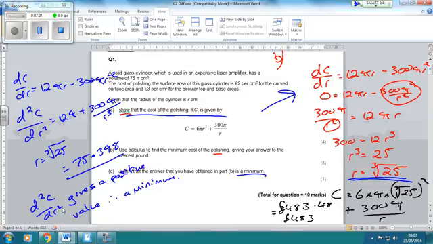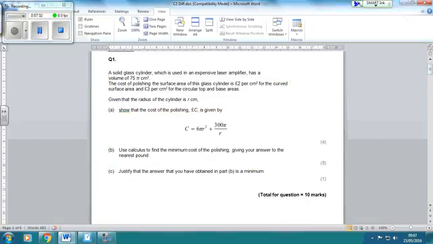But if you can't, as soon as they start talking about calculus to find a minimum or a turning point or a maximum, that's what you do. We differentiate, we set it equal to 0. Anyway, for the sake of it, I'm going to go through part A to show you how to do this.